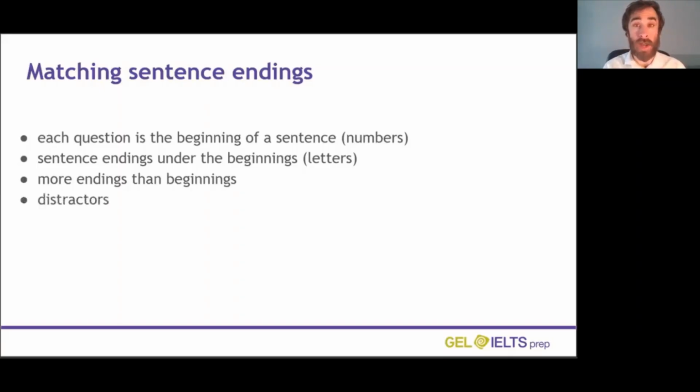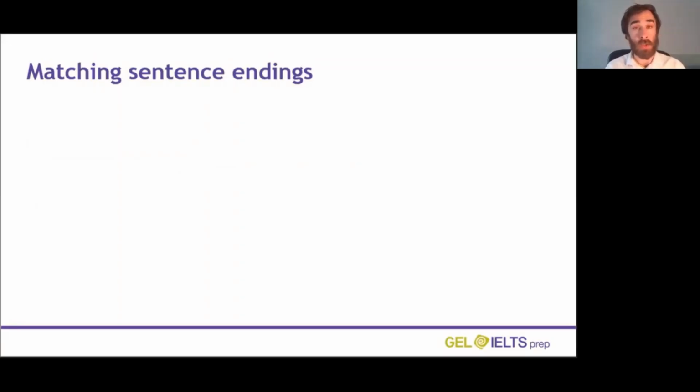These are called distractors because they are designed to make you think they could be the correct answer, but of course they are not correct. Now let's look at an example question where we have to match sentence beginnings to sentence endings.